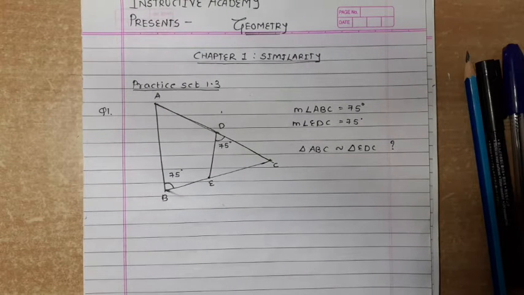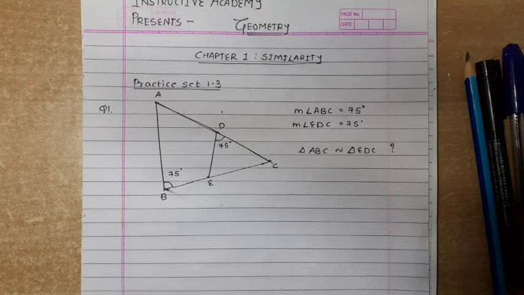So how will you start? Think. We have only one angle given. So what all tests do we have so that we can test whether the given two triangles are similar or not? We have AA test of similarity, SAS test of similarity, and we also have SSS test of similarity. Since we don't have any sides given, thinking of applying SAS or SSS test of similarity is a waste of time.